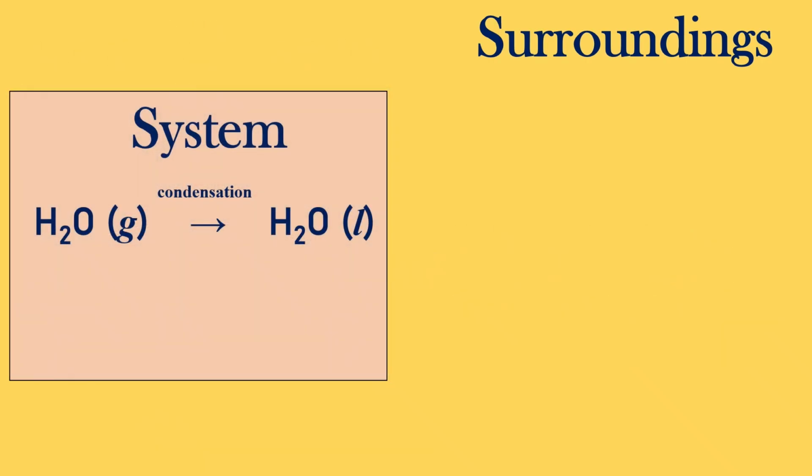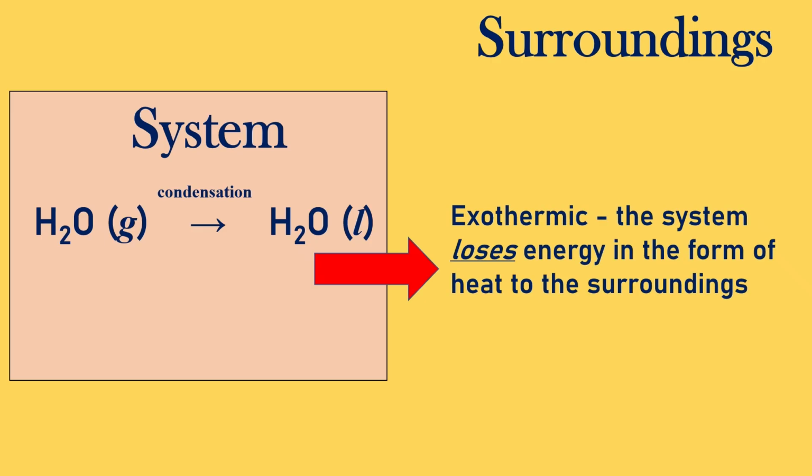Now, let's look at condensation. This is when water vapor condenses into water liquid. Is this endothermic or exothermic? In order for vapor to condense, heat needs to be removed from the gas. The gas loses heat and cools into a liquid. This is an exothermic process, and q is negative.